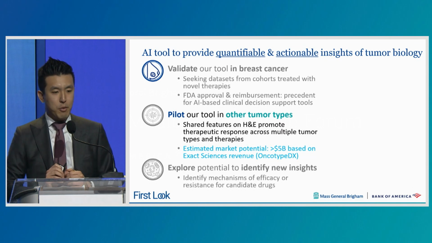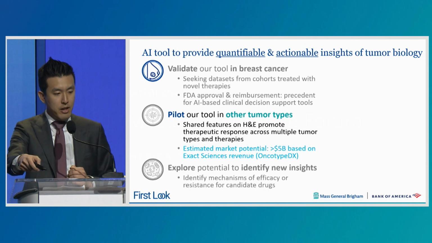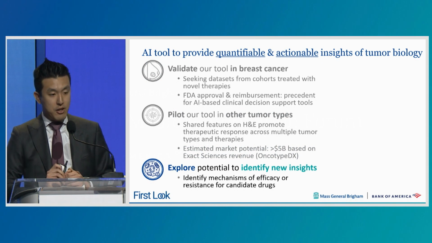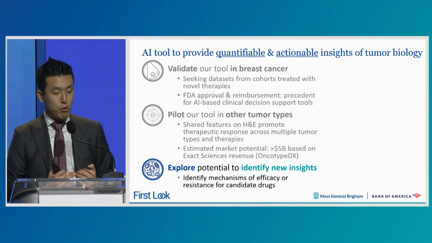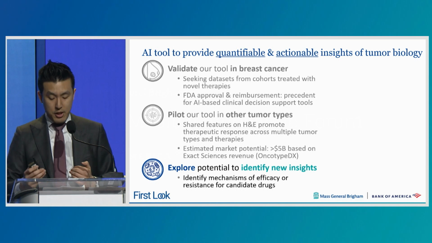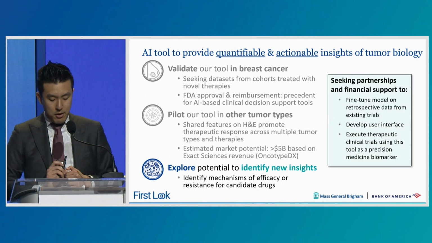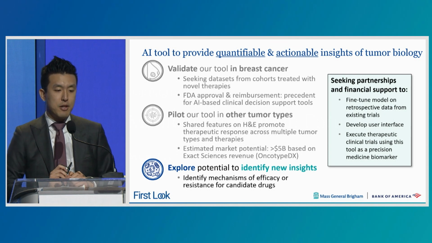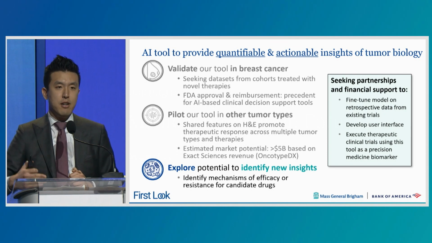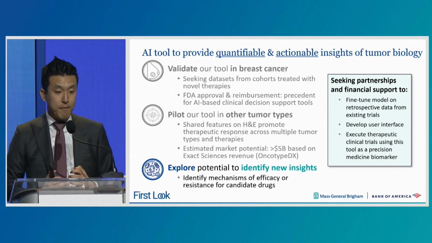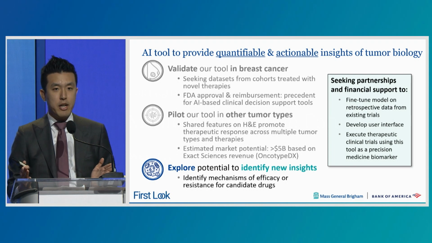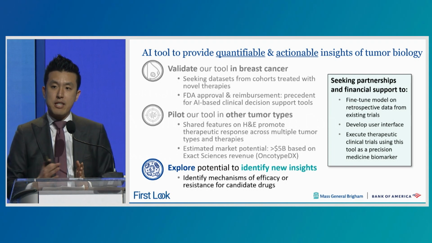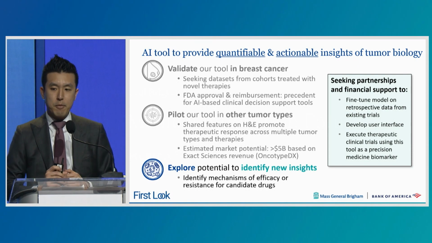And based on what's out there, we think this could be quite profitable. And given that our tool is a novel way to understand therapeutic resistance, we're also looking to partner with other drug developers to use our tool to potentially improve the drug development process for precision oncology therapeutics. And so in conclusion, we're seeking partnerships and financial support to improve our model using additional data, develop a user interface, and eventually execute trials using this tool as a precision biomarker, which we here at MGH think that we are uniquely poised to do given our long track record of drug development and trials.